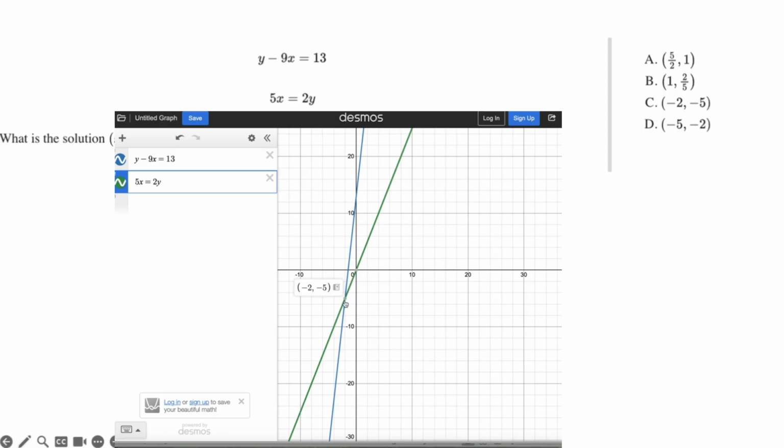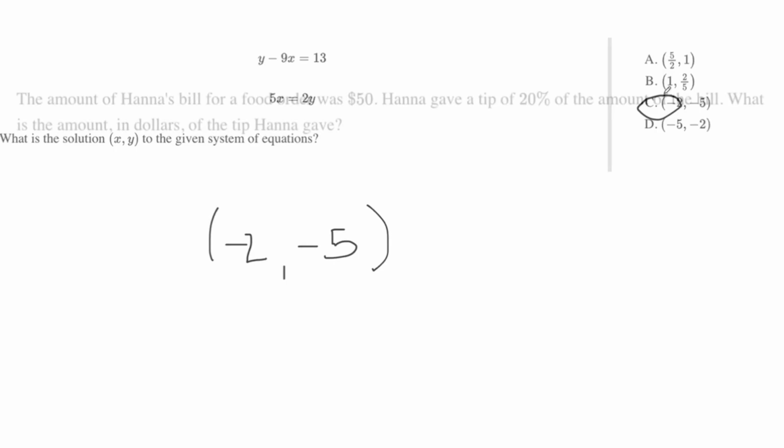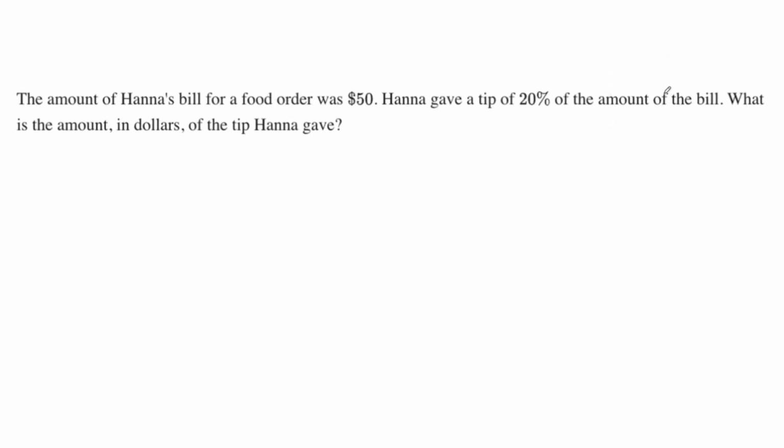-2, -5. It's our solution. Looking at that, if -2, -5 is our solution, then we should be able to find something that looks similar to that in the answer key. And yes, here it is. So that's our answer.